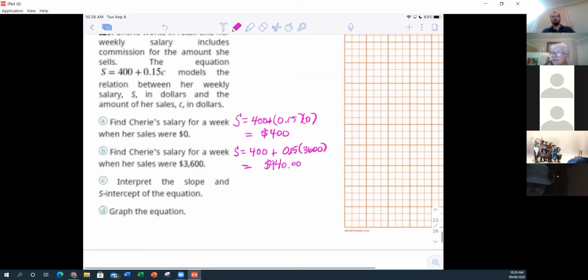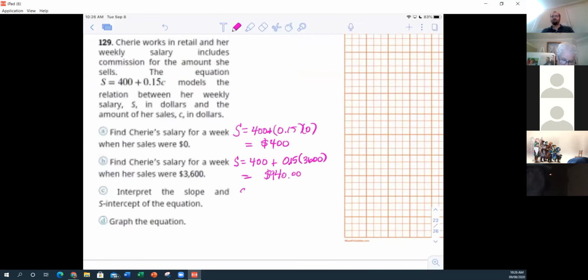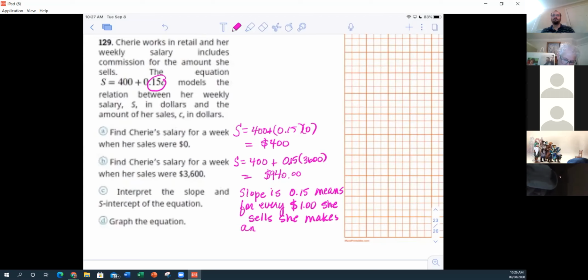Then it says interpret the slope and the S-intercept. So the slope is the number that's in front of the C. So the slope is 0.015. And that means for every dollar she sells, she makes an additional 1.5 cents.